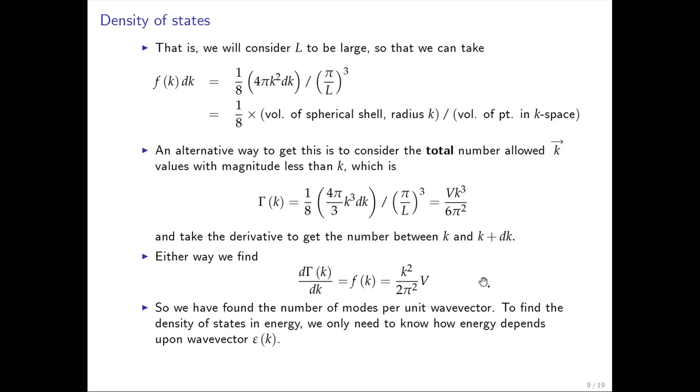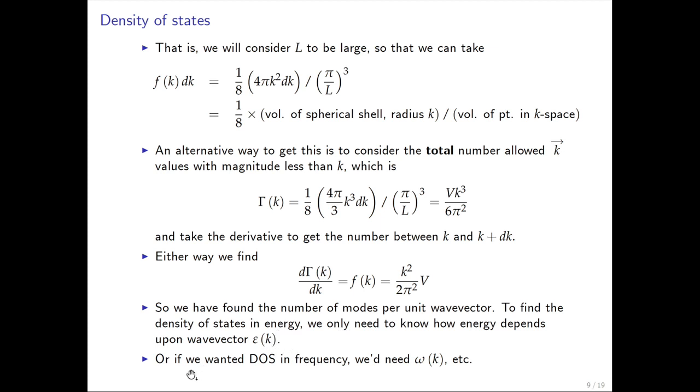It's just k squared over 2 pi squared times the volume. But like I said, we want to calculate the partition function, so we need to know how the energy depends upon this wave vector k. And of course, that depends. So that's if we wanted the density of states in energy, which is what we're going to do.